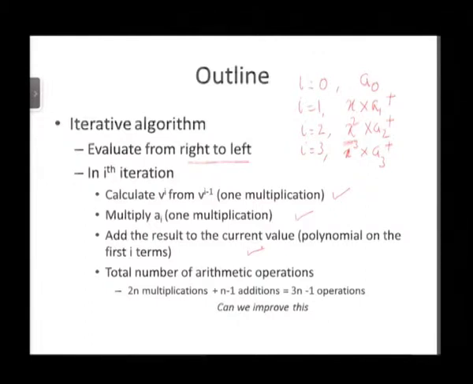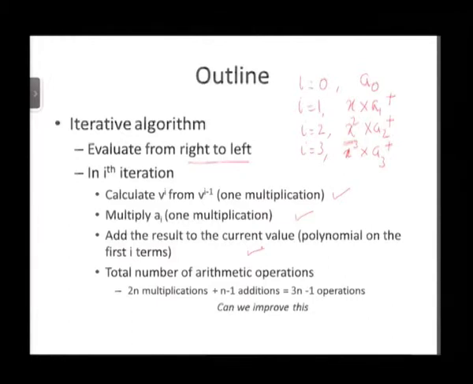then you add the result to the current value, which gives you the value of the polynomial on the degree i polynomial, that is ai x power i all the way up to the term a0. The total number of arithmetic operations that we have performed is 2n multiplications, that is, in every iteration you perform 2 multiplications and 1 addition, and this counts for 2n multiplications plus n minus 1 additions. This is a total of 3n minus 1 arithmetic operations.